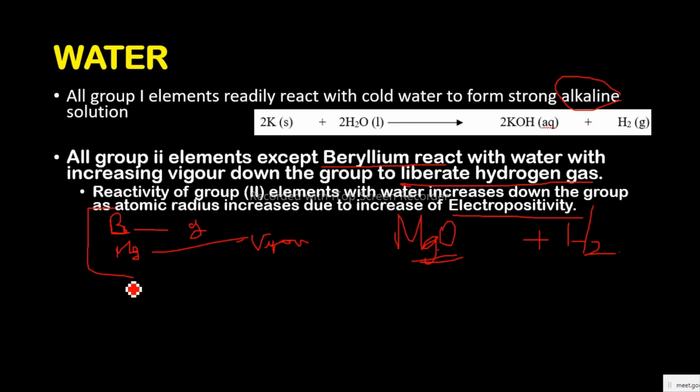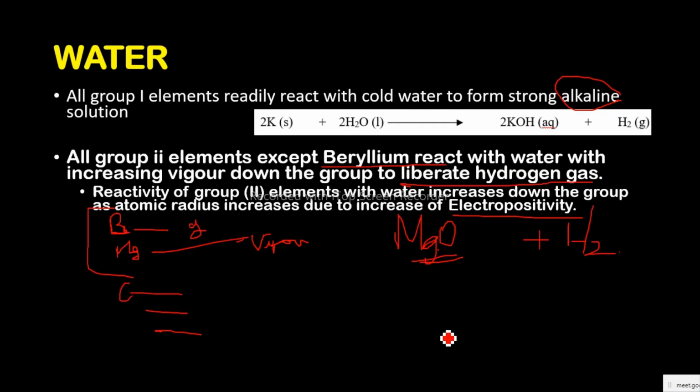But now the rest of the members: calcium, strontium, barium. Sorry, not cesium, cesium is in group 1. Calcium, strontium, barium react readily with water, whether in steam or in liquid state, to form their hydroxides and hydrogen gas. Is that okay? Let me repeat. You can make a summary: beryllium does not react with water in any form.